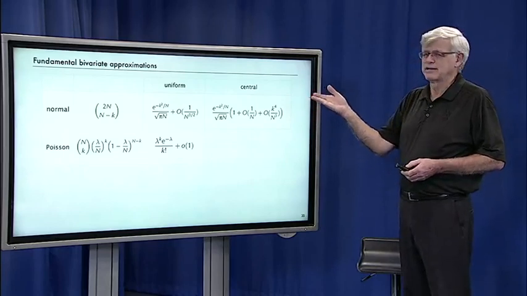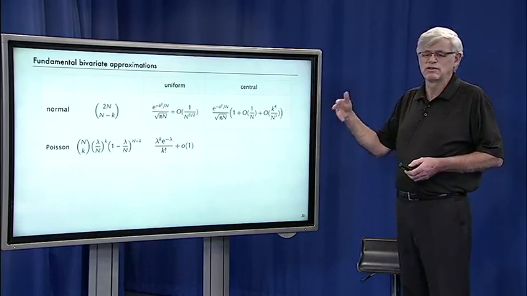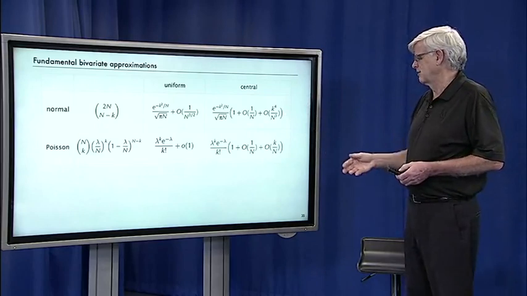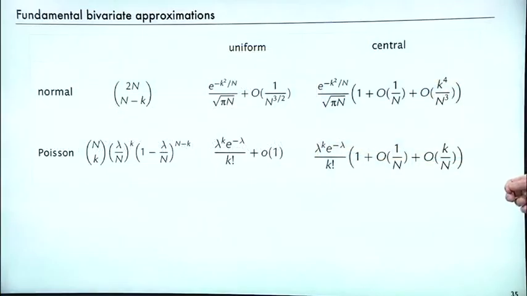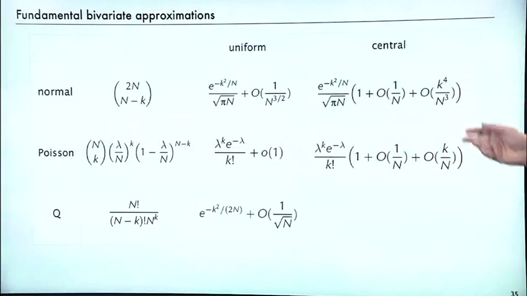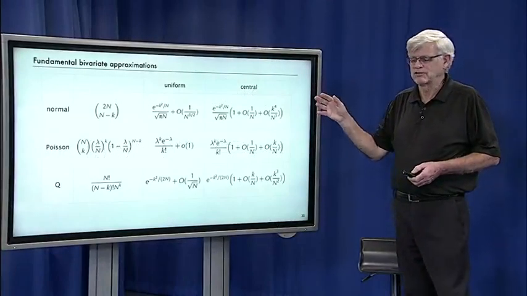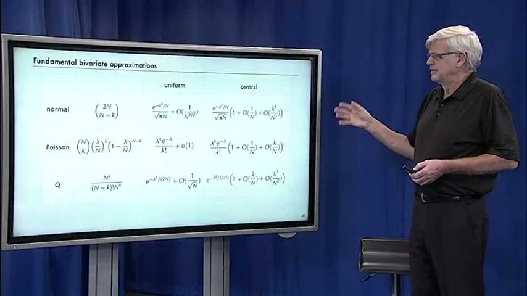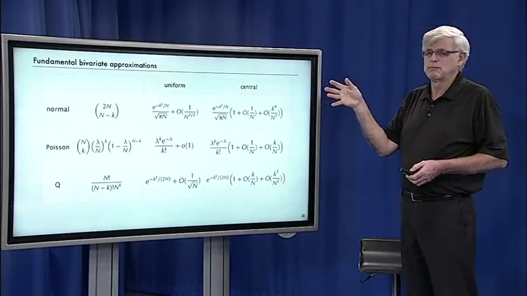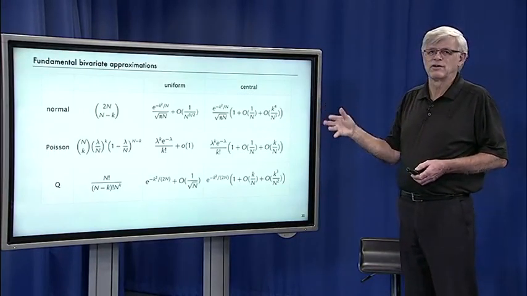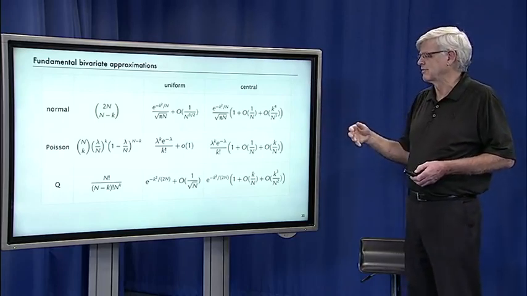you should appreciate that the very same techniques that we did on one slide will give these kinds of approximations. And the Q distribution that I talked about, e to the minus k squared over n, to within 1 over square root of n uniform, or more accurately, near the center. Those are the kinds of bivariate approximations that we can develop. And they're extremely important in not just analysis of algorithms, but in many applications.